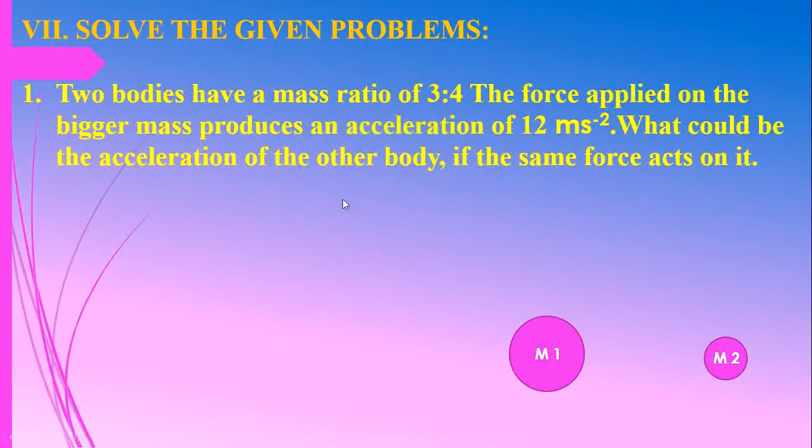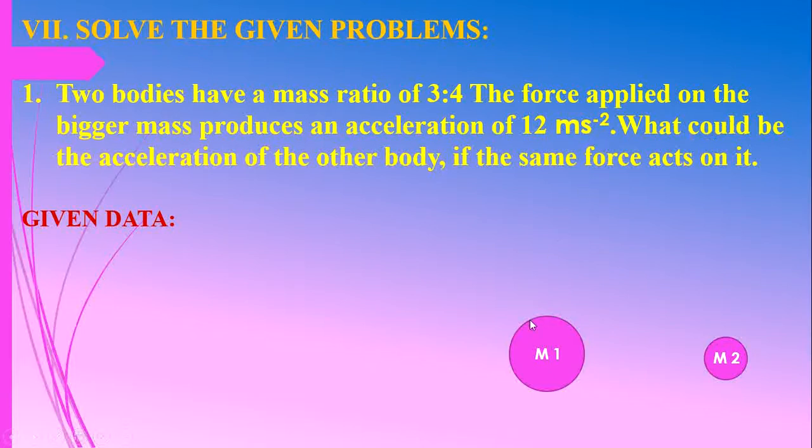Question number 1. Two bodies have a mass ratio of 3:4. The force applied on the bigger mass produces an acceleration of 12 m/s². What could be the acceleration of the other body if the same force acts on it? The mass ratio of the two bodies is given as 3:4, and the acceleration produced by the force on the bigger body is given as 12 m/s².